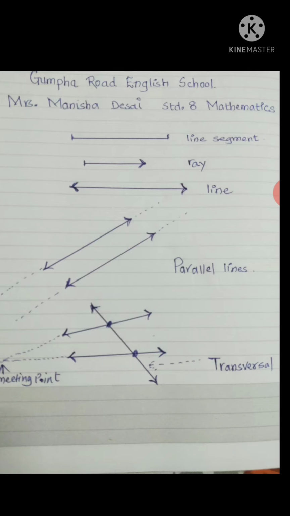Now observe the next figure. Here the lines are not parallel, which means when you extend them from the left side, they will meet at some point. So we can say that they are not parallel.